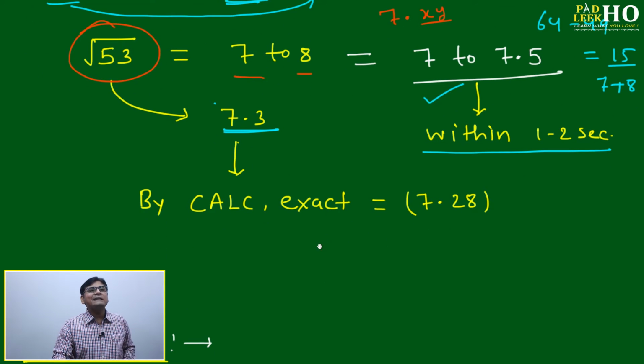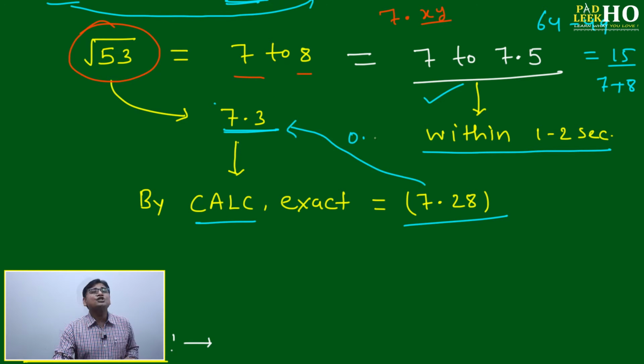And when you do the same calculation in a calculator, it will show 7.28. How much deviation is there? Very little deviation, 0.02. Only 0.02 deviation. You can say you are able to find the square root almost accurately.